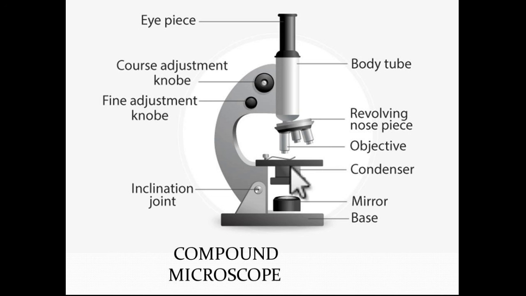Then children, you can see condenser here. It gathers and focuses light from the mirror or the illuminator onto the specimen being viewed. So what is the condenser doing? It is gathering and focusing the light from the illuminator onto the specimen being viewed. Then children, you can see the base that supports the microscope. Here, this is the base. It is supporting the microscope and it's where the mirror is placed. Okay. Now children, I think this diagram is clear.